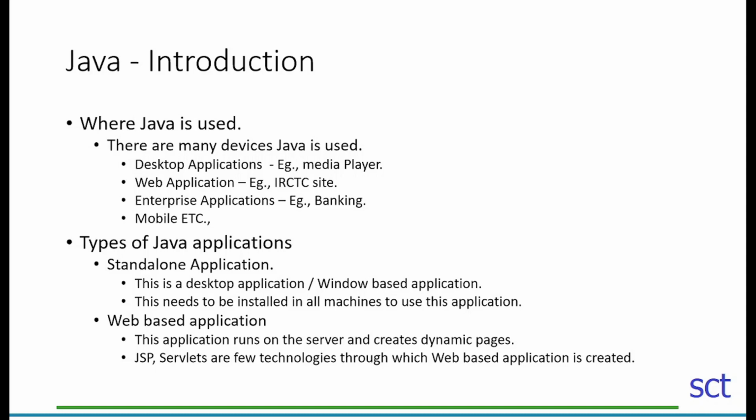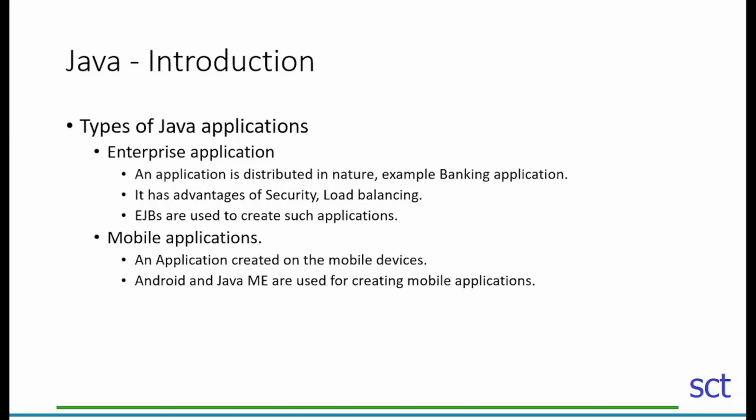We can have standalone applications and web based applications. The difference is that for a standalone application, we need to install the application on all the machines wherever we want to use it, but for a web based application we don't have to do that. We just have to create it on a server, and it can be accessed from different devices. We also have enterprise applications. These are large applications, for example a banking application, with advantages like security and load balancing. Usually EJBs are used in such applications. And we also have mobile applications, where we have a lot of apps installed on the mobile and they can be run on the mobile.